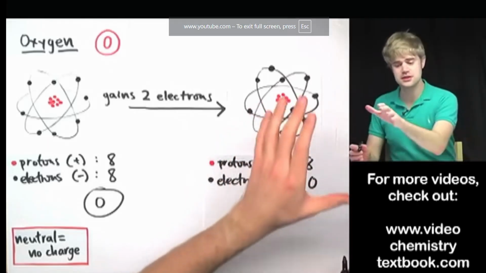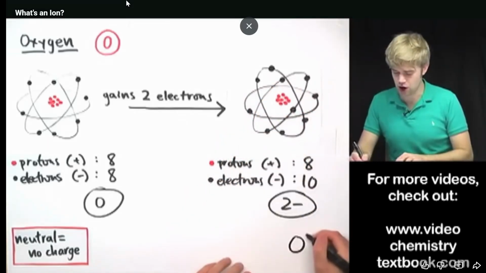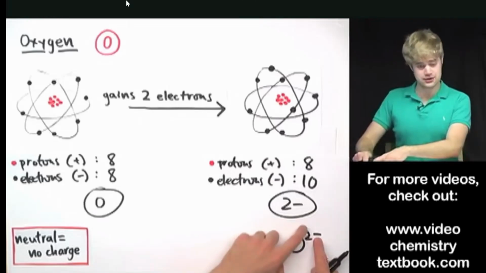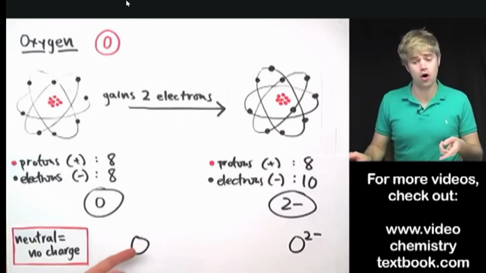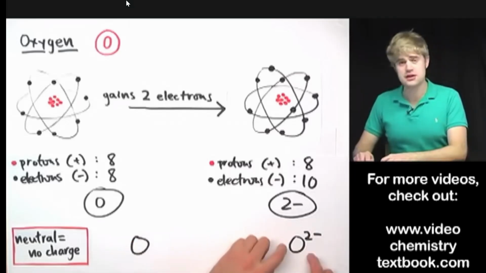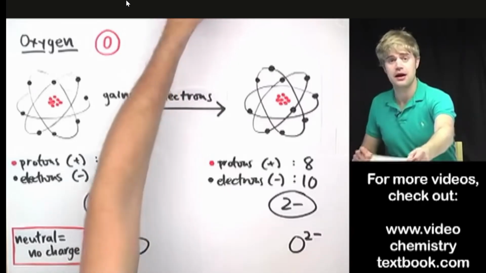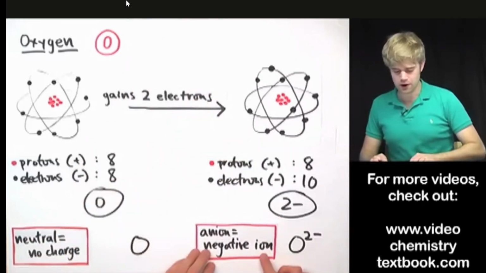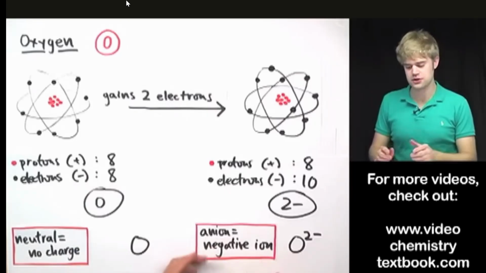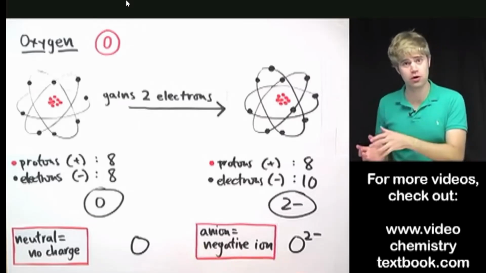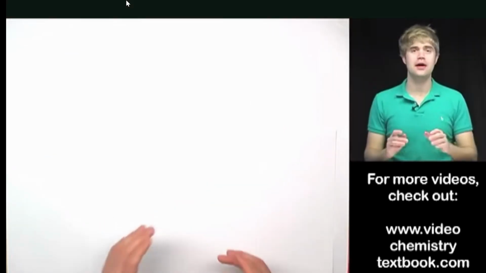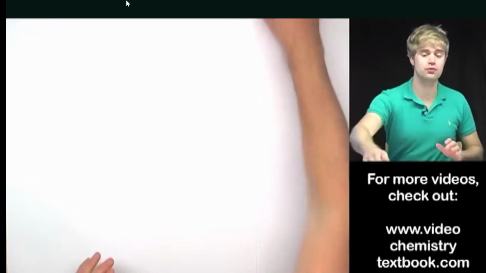I can write the symbol for this ion as O2 minus to show that it has a 2 minus charge, whereas this neutral guy over here, I can just write O. This is an ion because it has a charge, and there's a specific name for it. We can call this an anion, which is the word that we use to describe a negatively charged ion that has more electrons than protons.